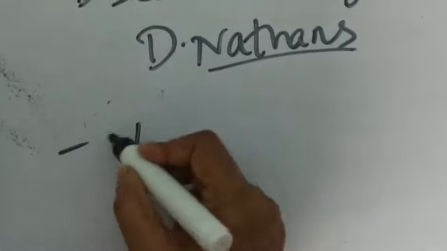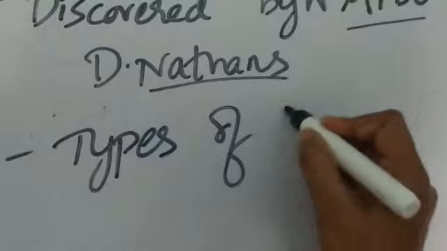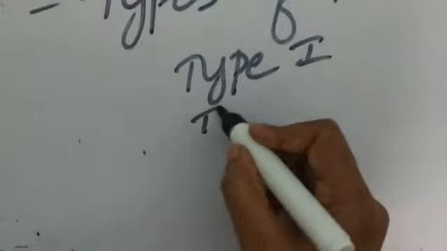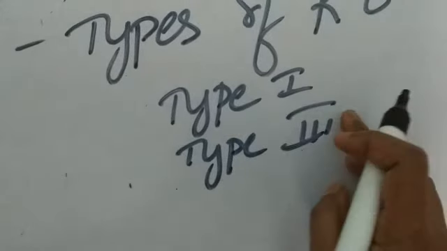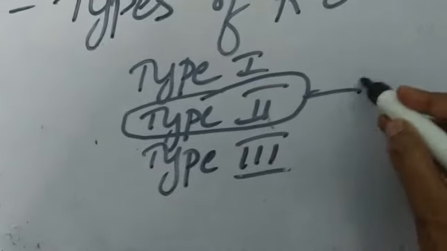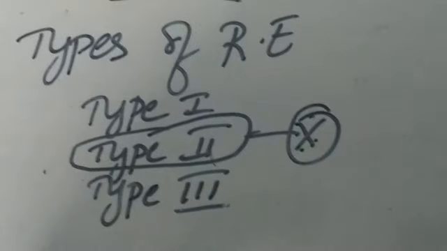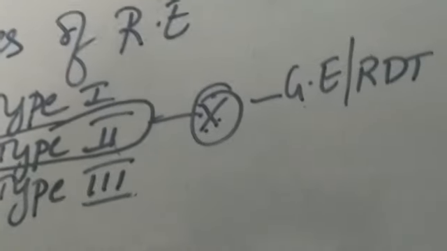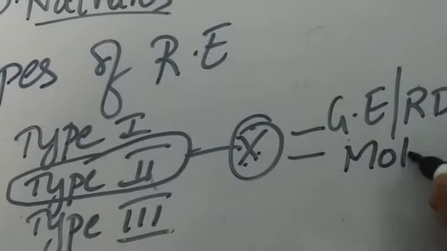There are different types of restriction endonucleases. They are simply called type 1, type 2, and type 3. Among the three, type 2 restriction endonucleases are the most important restriction endonucleases used for genetic engineering or recombinant DNA technology purposes. Alright, the reason being they are also called molecular scissors.